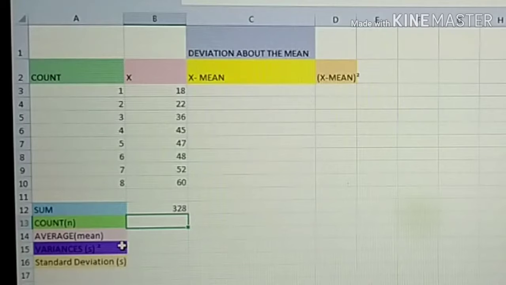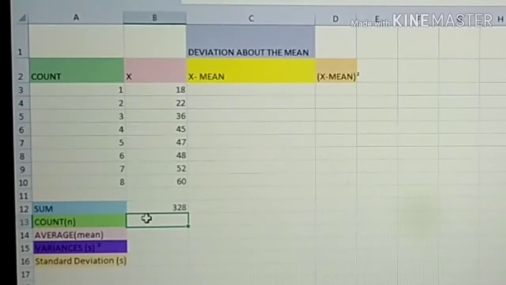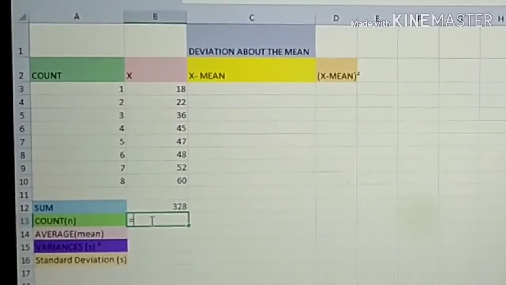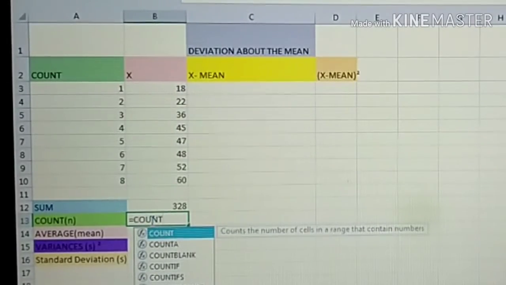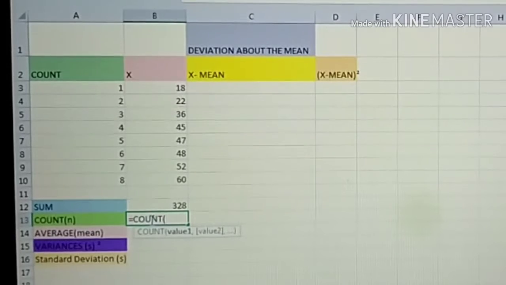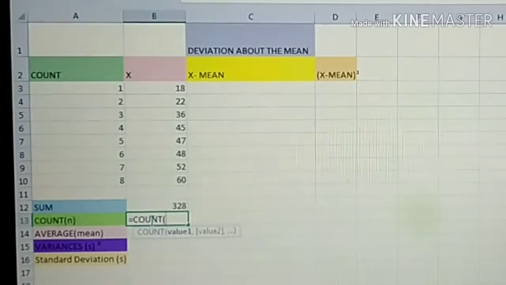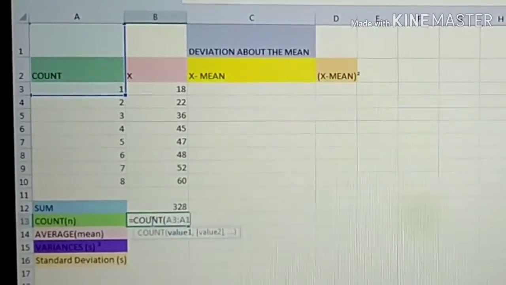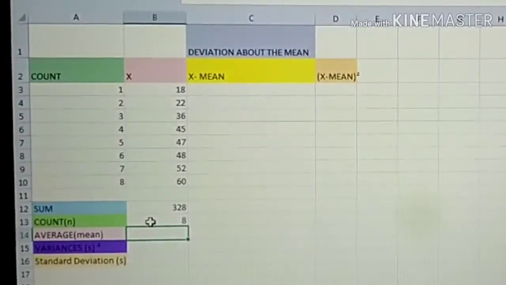So, the count. How to get the count of the number? You will input this formula. So, equals, then count, then open parenthesis. So, we need to find the count. We will go through this data. Letter A. Then, A3 is to A10. Then, close. That would be 8.